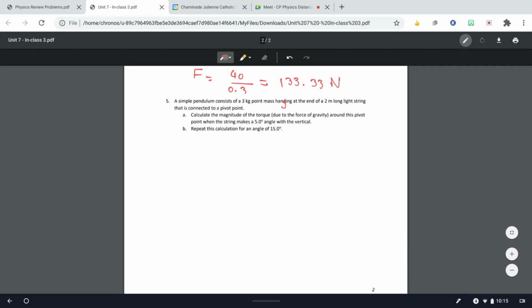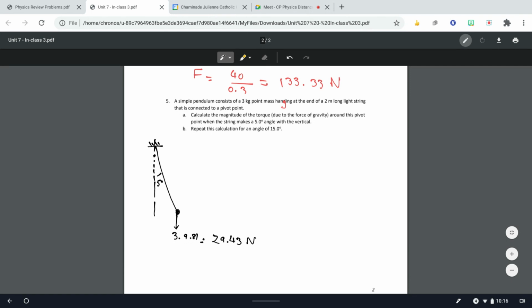Now we can start with a little diagram. Let's say this is where the string is originating from, and you've got this little pendulum. The pendulum has a mass of 3 kilograms, so that gives you 3 times 9.81, which is equal to 29.43 newtons of weight acting downwards. It's also given to you that it's making an angle of 5 degrees for part A.